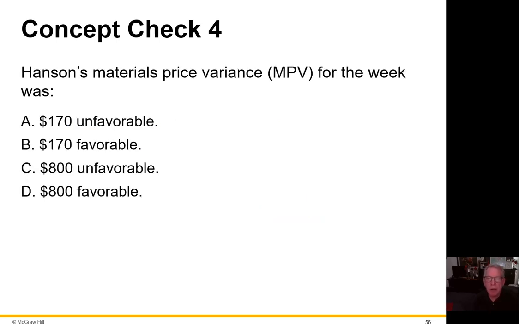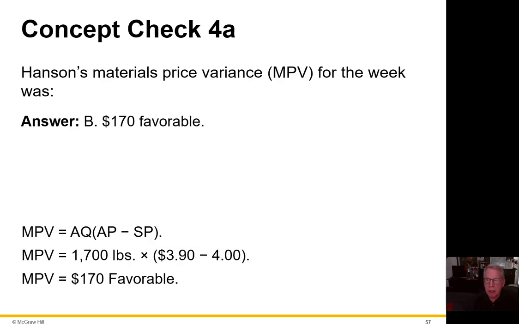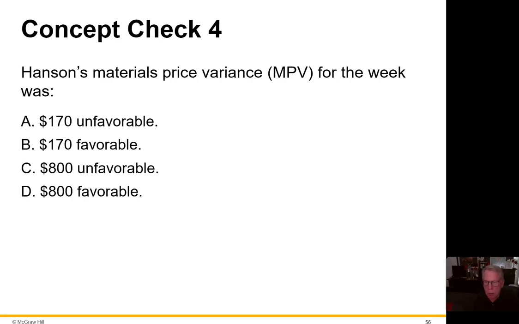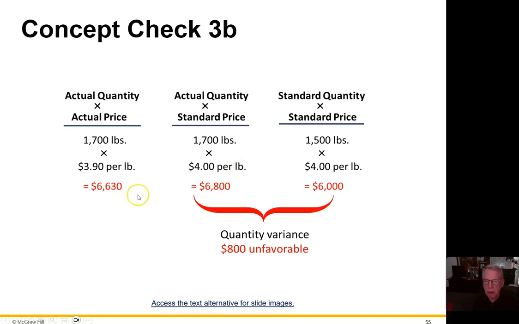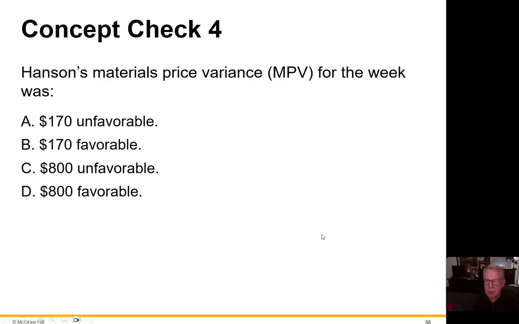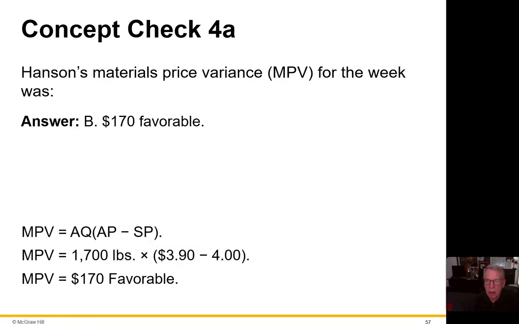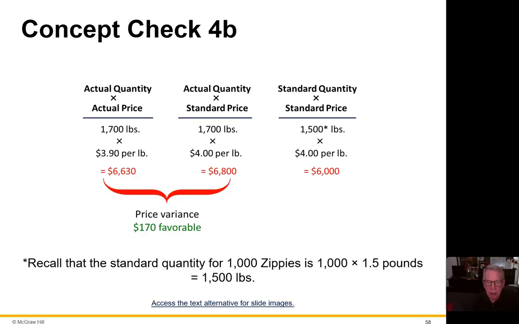So the materials price variance then for the week is going to be 170 favorable. How did we get that? Go back over here, 170 from here to here. And that's favorable because my actual is a little bit better than my actual times standard price. So if I subtract that 170, that's favorable, from the 800 unfavorable, in total my spending variance is going to be that difference.